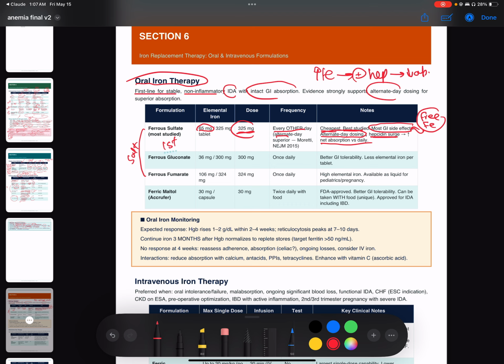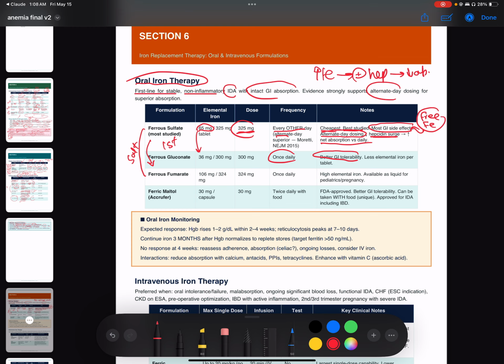Ferrous gluconate has better GI tolerability. So if you start with ferrous sulfate and they have some GI upset, nausea, vomiting, constipation, you can switch to ferrous gluconate. The problem is you have less elemental iron in the ferrous gluconate. Here you have 65 milligrams, here you have 36 milligrams. So for these patients, instead of every other day, you usually give the pill every day.